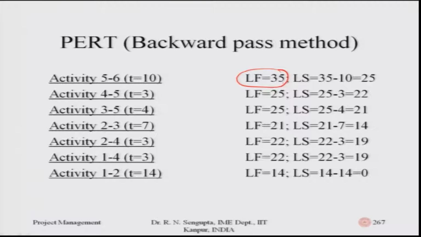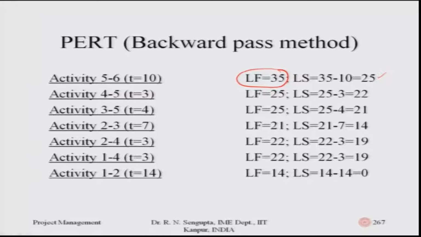So, the late finish for 5-6 is 35 days. Now, let us ask the question, what is the number of days required for the 5-6 job? It is 10 days. So, the late start for activity 5-6 would be 35 minus 10, which is the duration, whether you denote it d suffix a or d suffix b, and it gives you the value of 25. So, note it down, it will make much more sense as you proceed with the backward pass method.